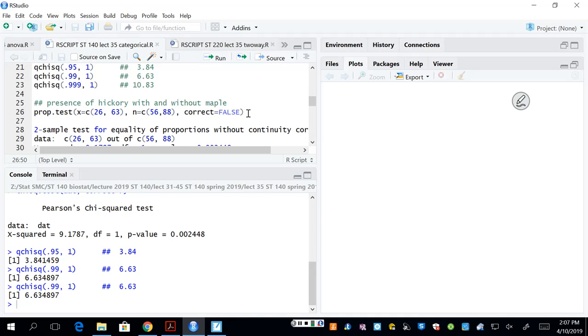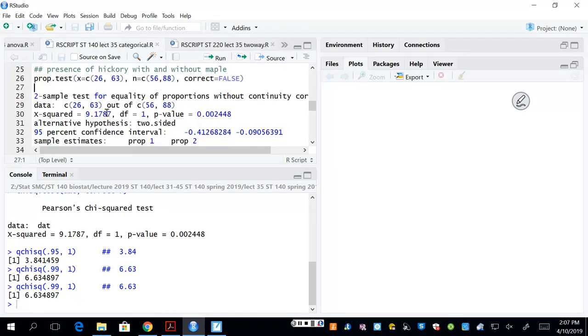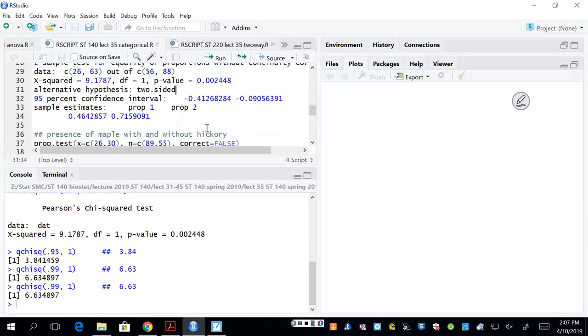And that's the command that implements the 2 sample proportion test. If you check that out, you see the x-squared value is the same, and the p-value is the same. These are the estimated 2 proportions, and I give the 95% confidence interval. It's less than 0 because of the way I set it up, taking the one with less maple to begin with.